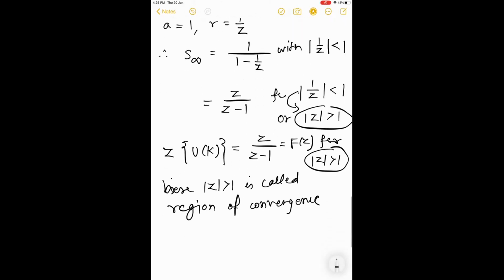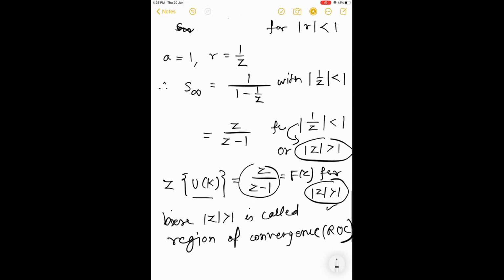Or in short, you can have this as ROC. Okay, so you can remember, if asked for the Z transform of the unit step function, you can just remember the answer: Z upon Z minus 1 for modulus of Z greater than 1. This is important because only if it is convergent can you get the answer for the transform. All sequences do not give you an answer because they are not convergent. So only the sequences which give a convergent series will give the answer for the Z transform. So those we are listing here.